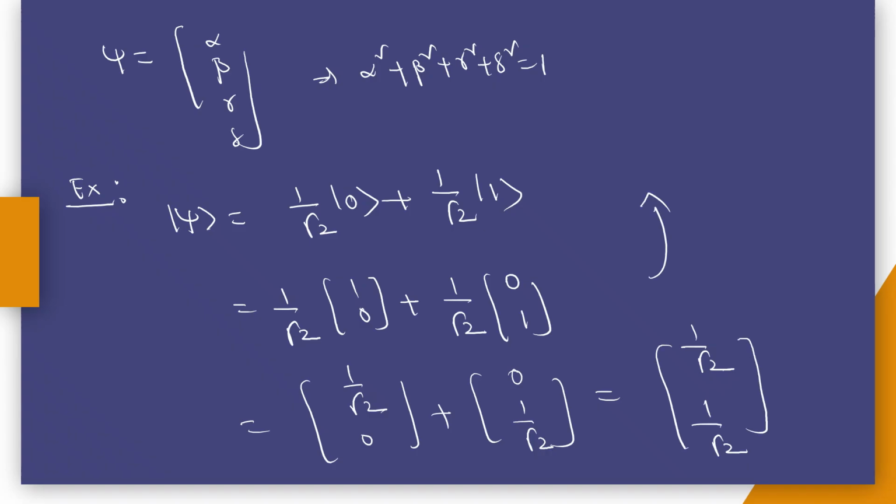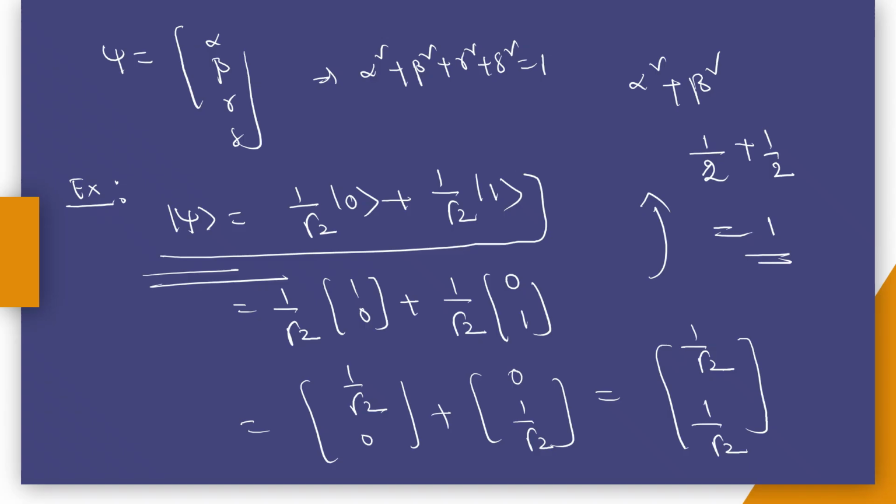If you want to check whether the given qubit system is normalized or not, we need to check alpha square plus beta square. Here alpha is 1 by root 2, so alpha square is 1 by 2, plus 1 by 2, which is nothing but 1. So the given problem is a normalized qubit.